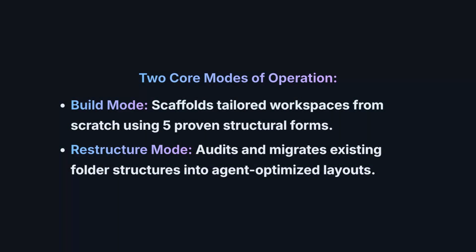ICM Architect operates in two primary modes to transform how you structure agentic work. First is build mode, where it takes your raw ideas or procedural requirements, extracts execution stages, and builds a clean workspace using one of 5 battle-tested topological forms. Second is restructure mode, which audits an existing repository, vault, or messy folder system. It classifies every file as a catalog, contract, factory, product, or dead weight, giving you an automated migration plan to upgrade your project into a high-performance agentic workspace.